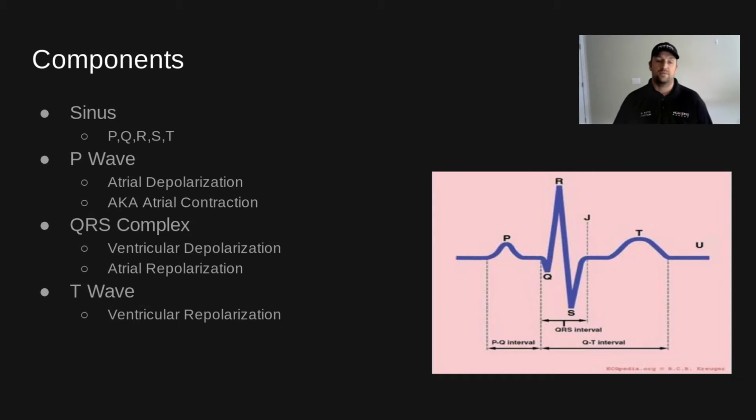To label a rhythm sinus, really you're doing an assessment of components. If the rhythm has P, QRS, and T for every beat, then that's a sinus rhythm. Let's look at what that means.